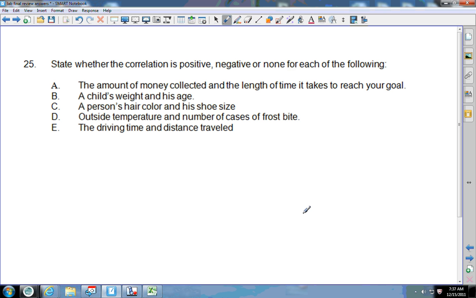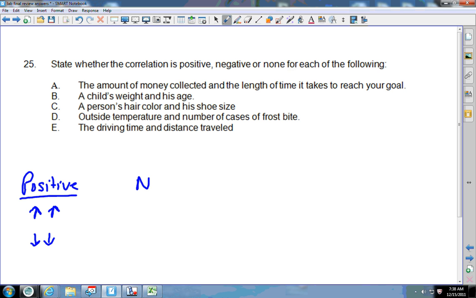Here's the next one. State whether the correlation is positive, negative, or none for each of the following. Okay, so let's go and talk about this. If it's positive, that means that both quantities are going in the same direction. So they will either both be going up or both be going down. Now some people go, how can this be positive if they're both going down? Well, when we multiply, what's a negative times a negative? A positive. So it works the same way.